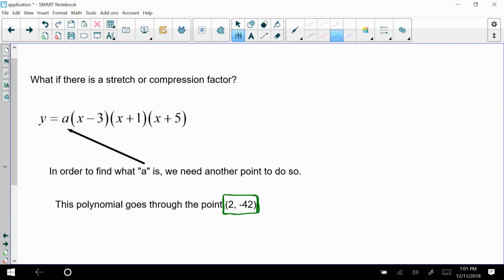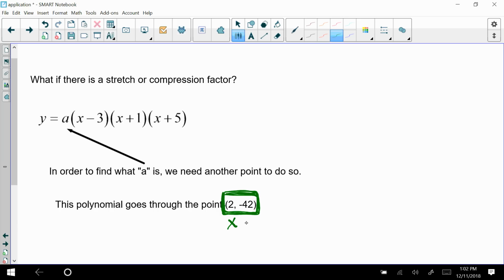So the fact that I give you another point, it's kind of like what we did with parabolas, where if you plug the vertex in and you need another point, the other point allows you to solve for the a value to see if you are stretched or compressed. So if I already have this problem right here, let's just say I've already gone through and found where my roots are and what my factors would be. If I know this equation is also going through the point (2, -42), it's going to allow us to solve to see if we have a stretch factor.